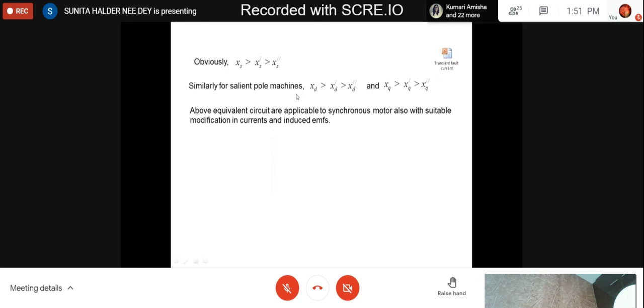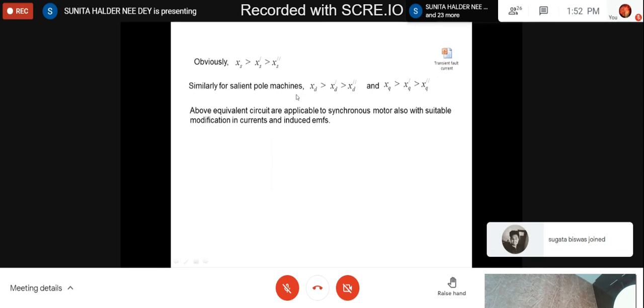Now similarly for a salient pole machine, there are D-axis and Q-axis reactances. In the same way, there will be D-axis and Q-axis transient reactances, and similarly the subtransient reactances. And in every case, D-axis reactances are more than Q-axis reactances. So from there, you can explain this also. This explanation I have done for the alternator. For an alternator and a synchronous motor, the representations are exactly the same. Only the direction of currents is opposite. So all these representations are valid for synchronous motors also.